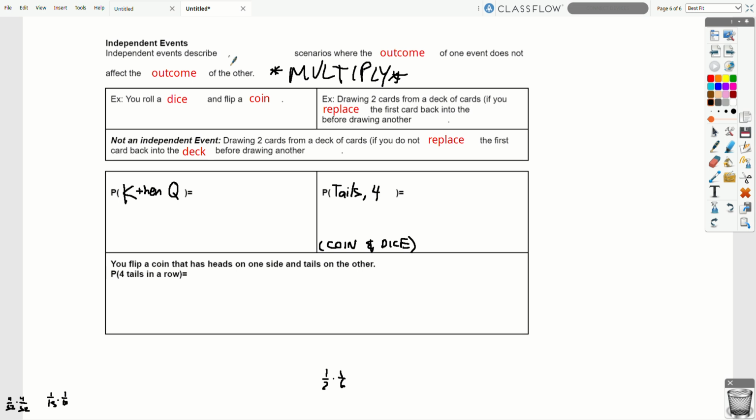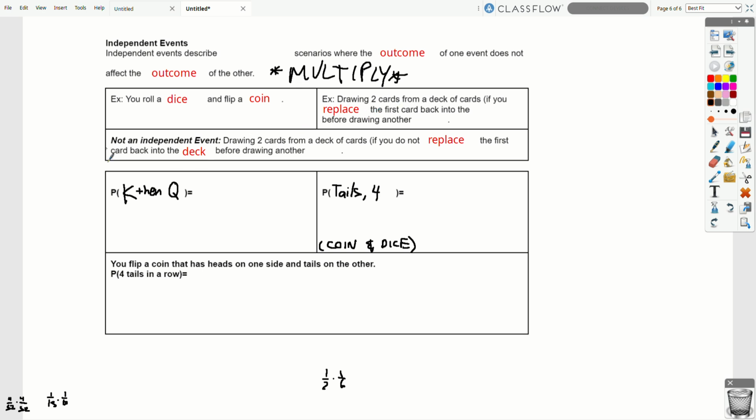But independent events basically describe scenarios where the outcome of one event does not affect the outcome of the other. This makes more sense when we talk about dependent events, but essentially it's like if you roll a dice and you flip a coin, right? They don't affect each other. They're separate things. Another example would be if you have a deck of cards, and you draw a card, and then you put that card back, and then you draw another one. Since you put the card back, it doesn't affect the next one. It's still 52 total, right?